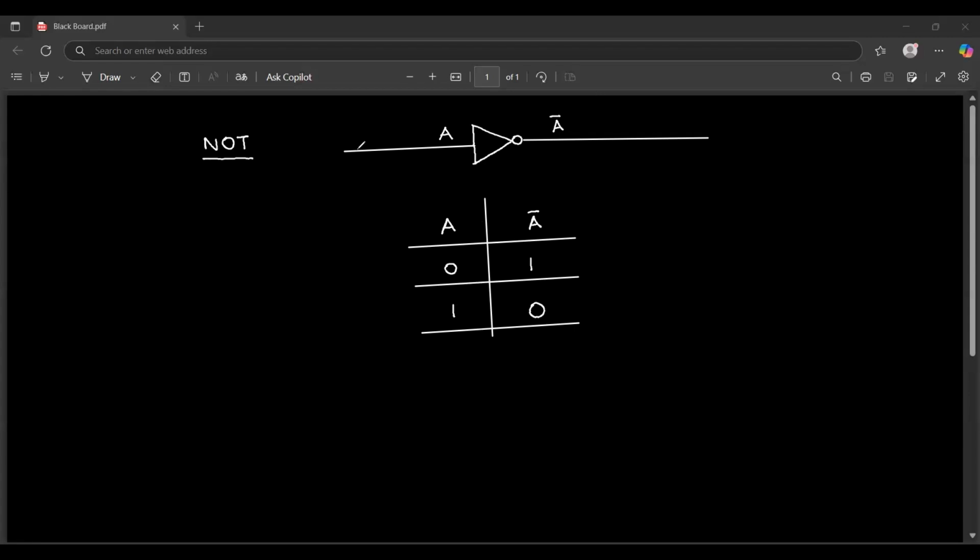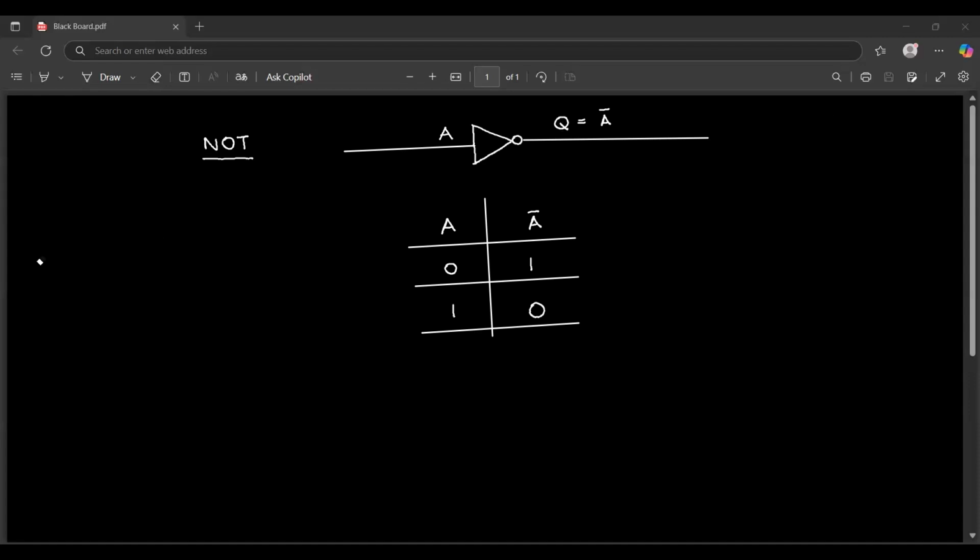Instead of just putting A bar here, what we normally do is represent it as Q equals A bar. This Q means output. Some people use F, some people use Z. That depends, but for now, let's just keep it with Q.